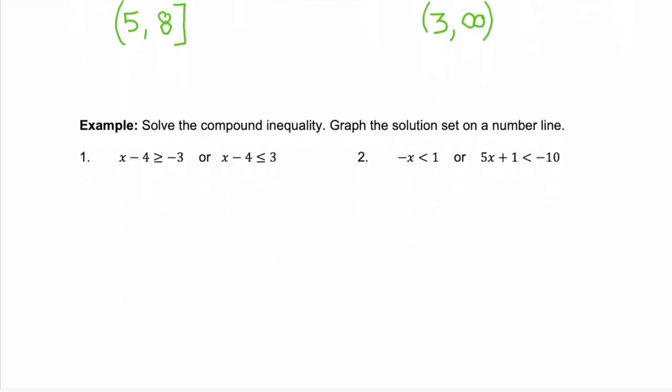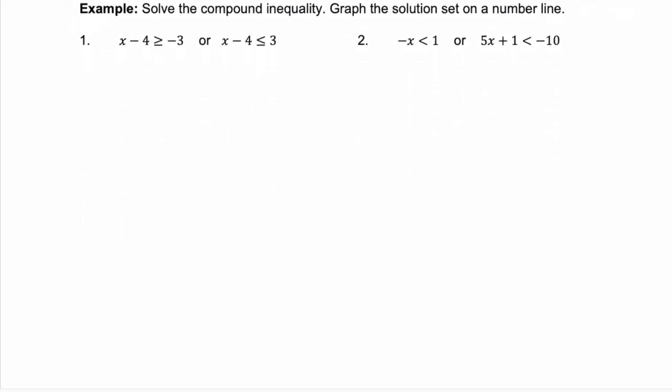Let's look at some other compound inequalities. So here we need to solve the compound inequality, and then we want to graph the solution set on a number line. So again, I'm going to use two different colors, a blue and a red. So let's solve the first one with blue. Our goal is to isolate x. So to do that, we're going to need to add 4 to both sides. And then this will result in x is greater than or equal to 1.